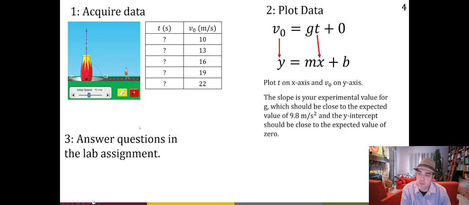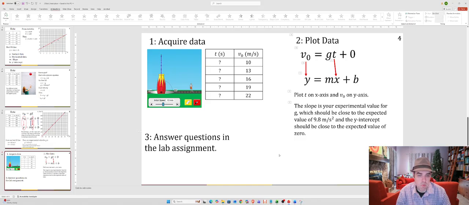And once you've done both of these, I want you to go to the modules for this week. I just have an assignment there where you're going to be answering questions using both the plotted data and the simulation. So let me walk you through that.